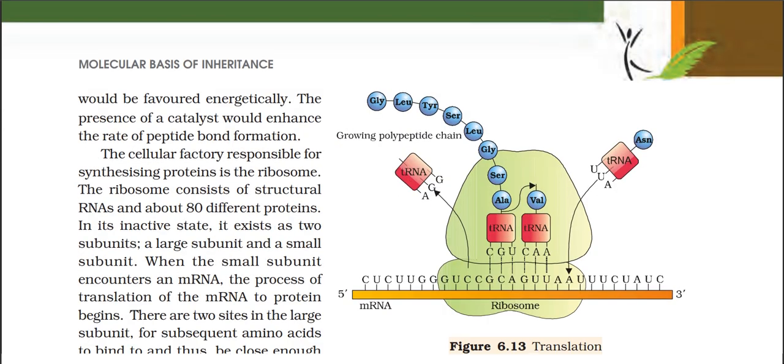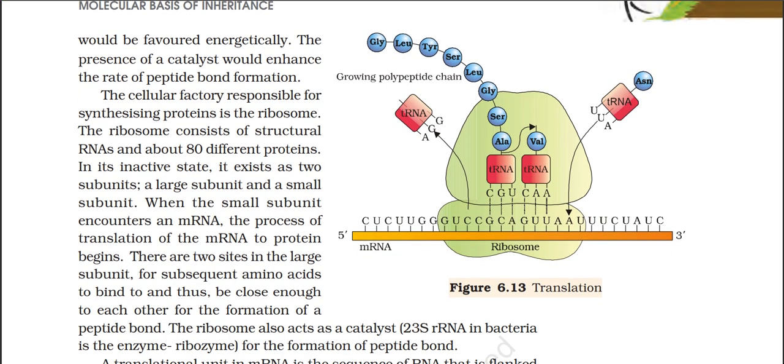The ribosome consists of structural RNAs and about 80 different proteins. In its inactive state, it exists as 2 subunits, a large subunit and a small subunit. When the small subunit encounters an mRNA, the process of translation of the mRNA to protein begins.